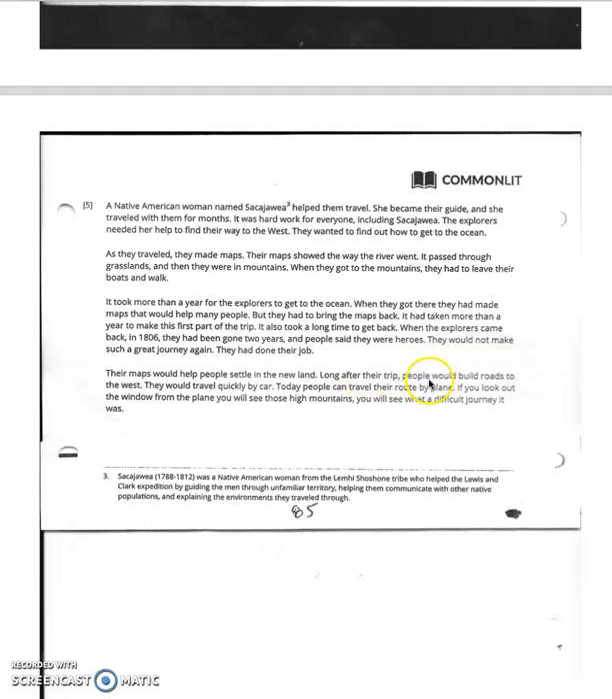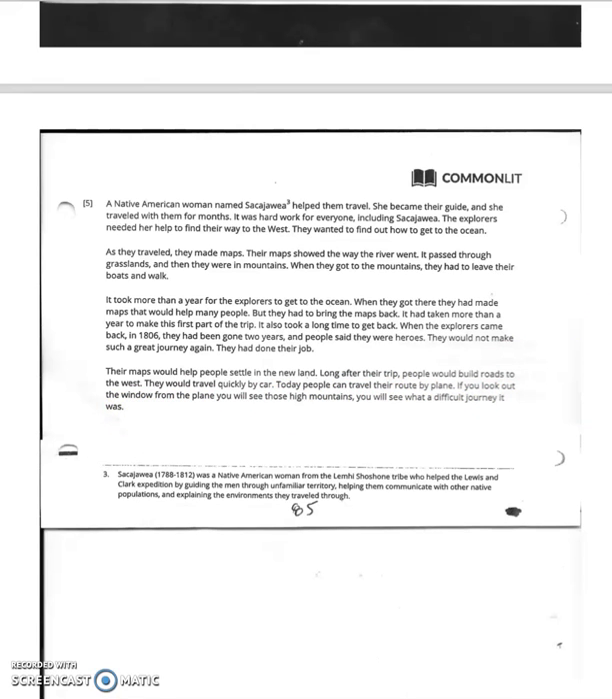Long after their trip, people would build roads to the west. They would travel quickly by car. Today, people can travel their route by plane. If you look out the window from the plane, you will see those high mountains. You will see what a difficult journey it was.